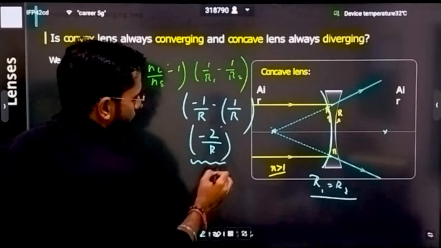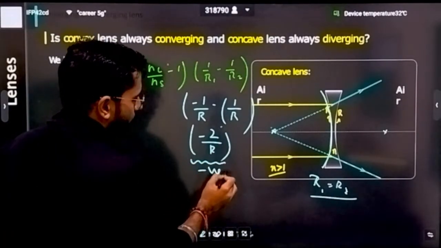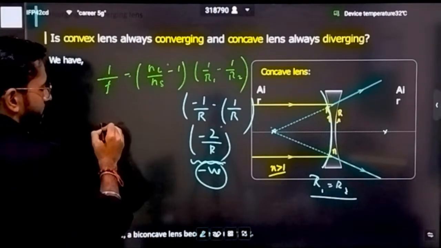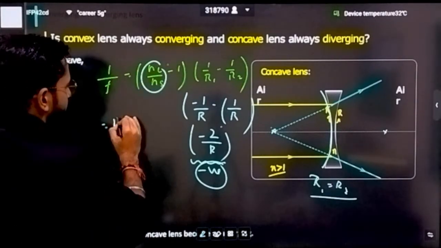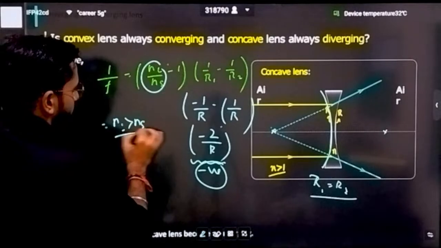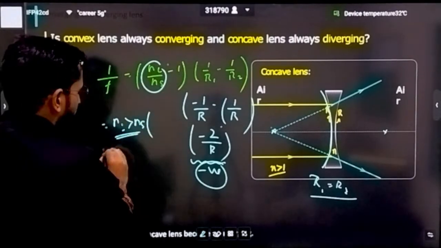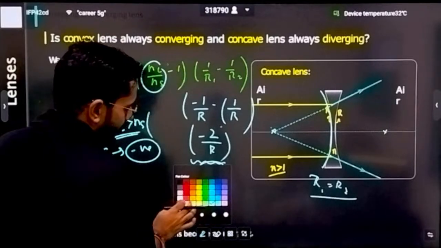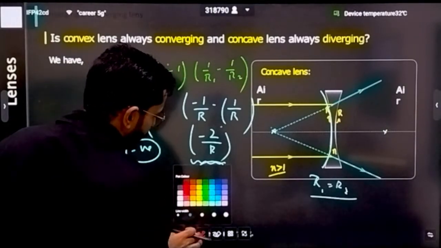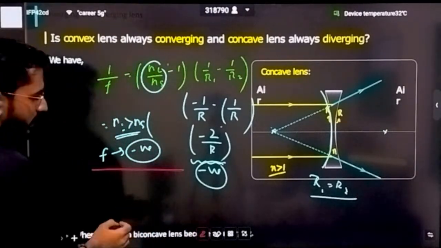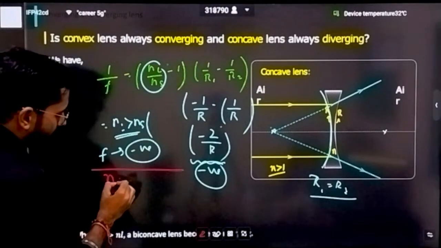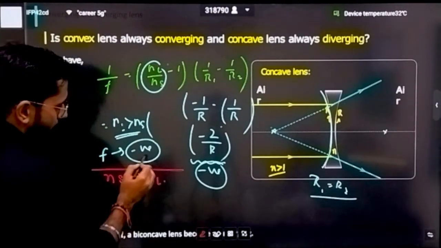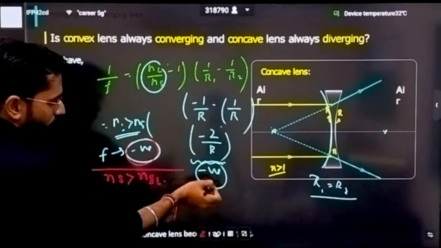That means conventionally this geometry value is always negative. And here, if n of lens is greater than n of surrounding, which is the case most of the time, then the focal length is always negative. But what is the exception case that I have to tell you? The exception case is, if the surrounding by chance becomes greater than the refractive index of the lens, then it will become positive.